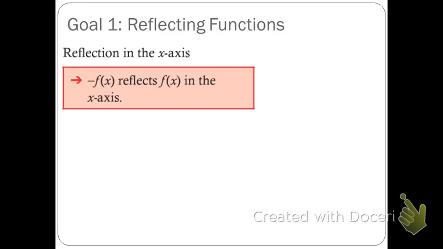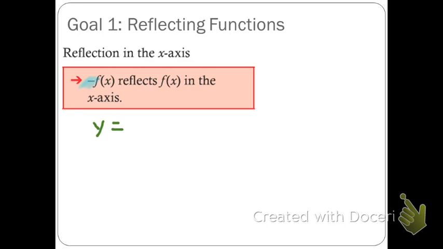We're going to begin with reflecting in the x-axis. And so what I want you to notice in this rule is the negative sign in front of the f of x. If I want to reflect a function in the x-axis, reflect it in a horizontal line, then what we're going to do is multiply the output value of the function by -1.